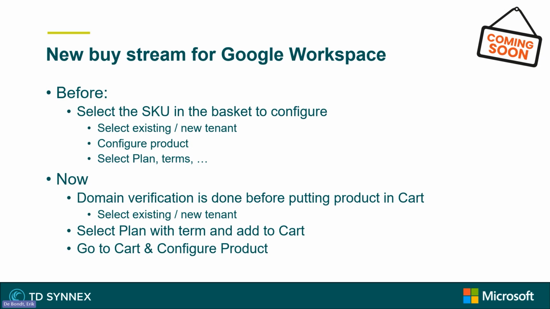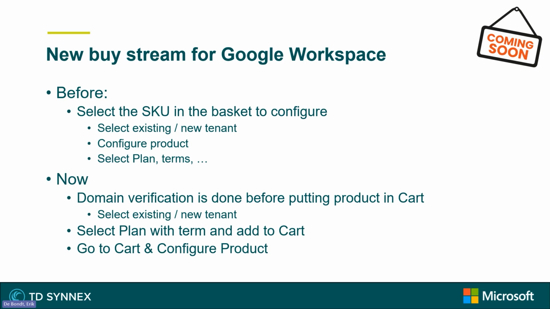So you first create the user, you first define the customer, and you first define the tenant that it needs to work on if it's a new customer. Then you select the plan with term and add it to the cart. And then in the cart, you do the finalized product configuration, like adding the PO numbers, doing alignment, whatever is possible in GWS. You do that at that moment.